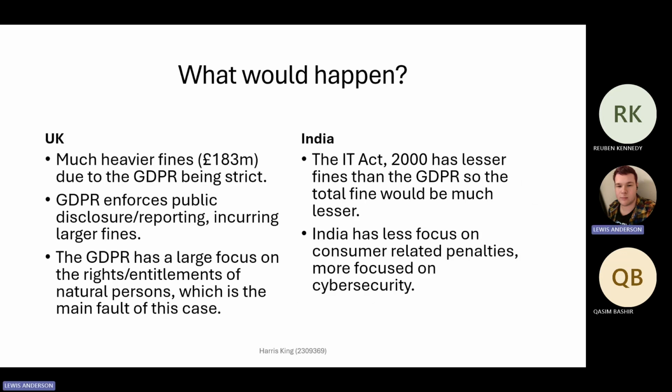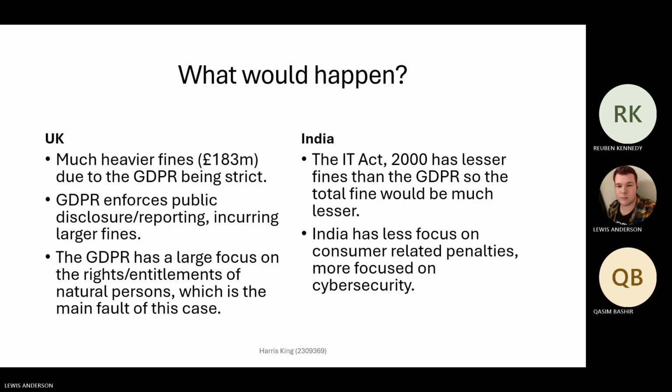And basically, what happened in the UK was, because the GDPR is so strict, a heavy fine was put down because of all the blanket fines, as well as the GDPR enforcing public disclosure and reporting of all the company's data. So the fine was larger because the number of victims had to be released under the GDPR, as well as the GDPR having a larger focus on the rights of individual natural persons, which means the consequences were much higher because they have a much higher bearing for the individual's rights.